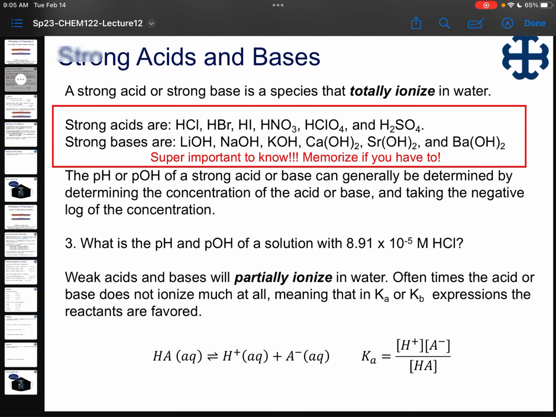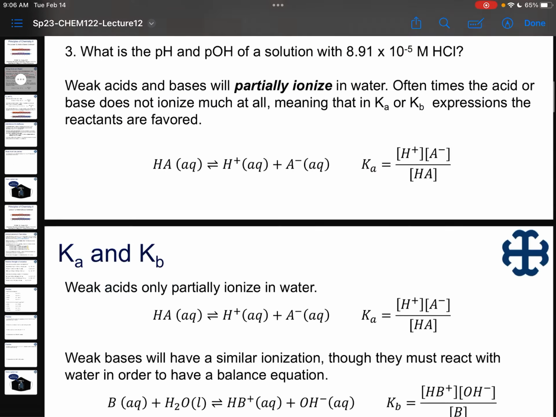So just picking up where we left off in class, just a reminder to be memorizing your strong acids and strong bases. And of course, the difference between a strong acid and a weak acid, or a strong base and a weak base, is that strong acids and bases totally ionize, meaning that they fully dissociate. Whereas a weak acid or weak base is only going to partially ionize in water. And so we can, of course, describe that with an equilibria, like something shown here at the bottom of the slide. Okay, so just a reminder about that, as it is very important to the rest of this unit.